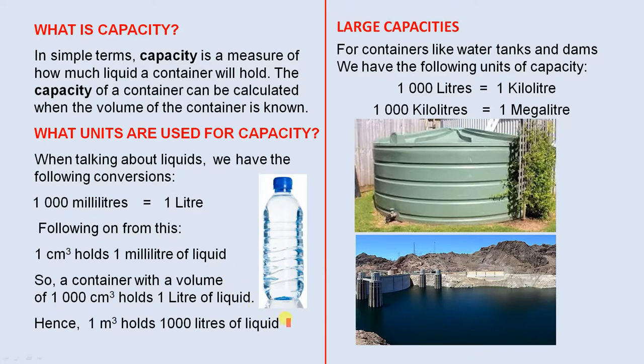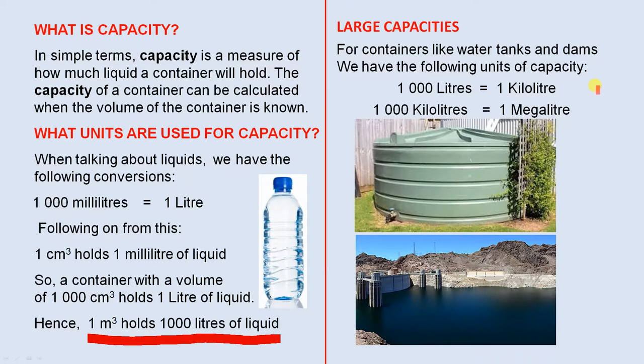Now, if you go a little bit further, a cubic metre, so imagine a cube which is 1 metre long, 1 metre wide and 1 metre high, that holds 1,000 litres of liquid. So please remember that, we're going to be using it later. A cubic metre holds 1,000 litres of liquid, and you can work that out from all this information here.